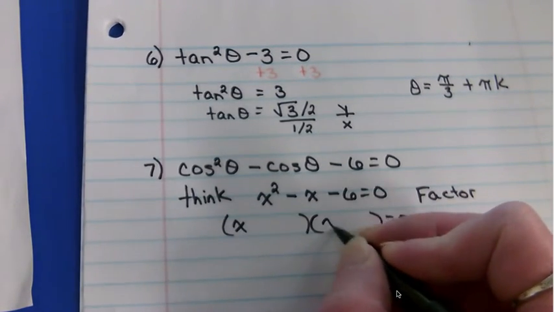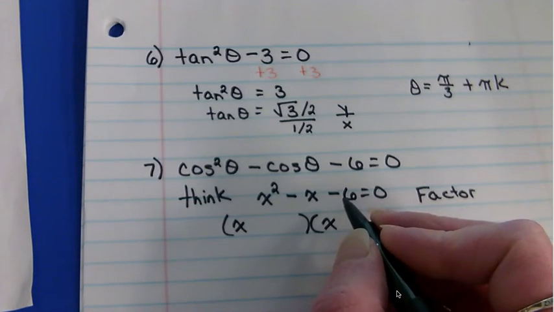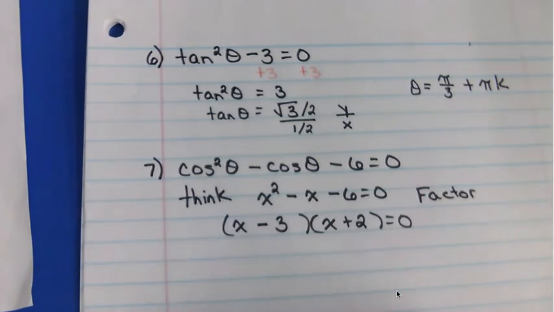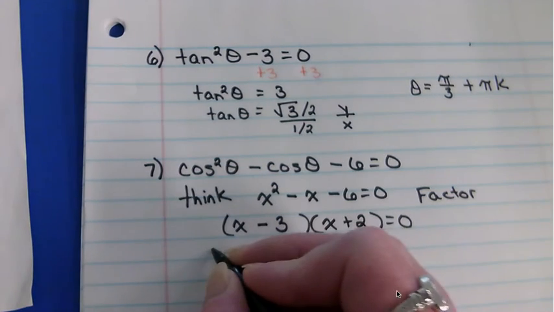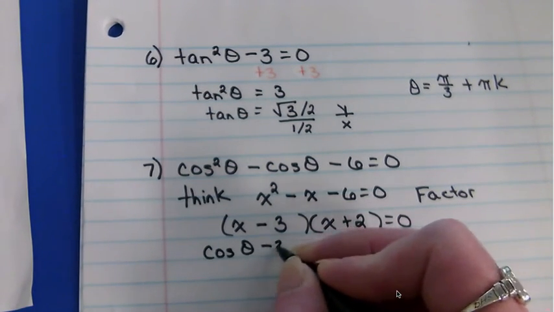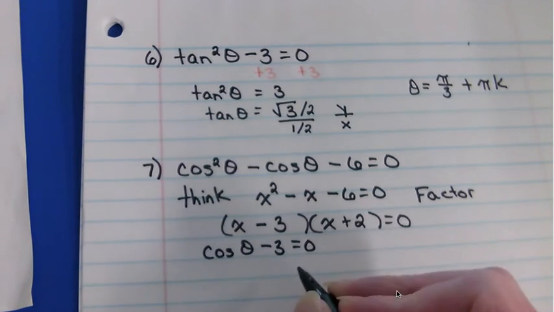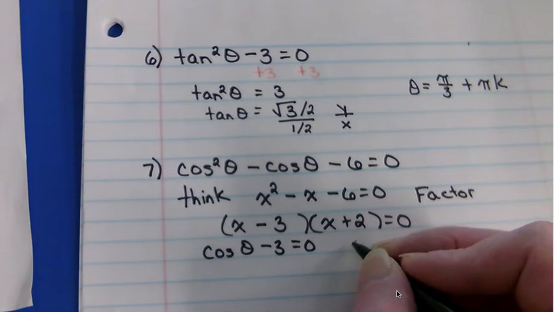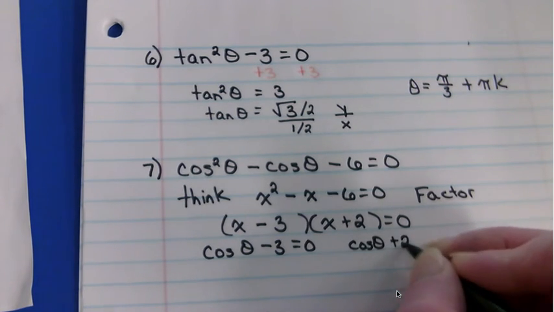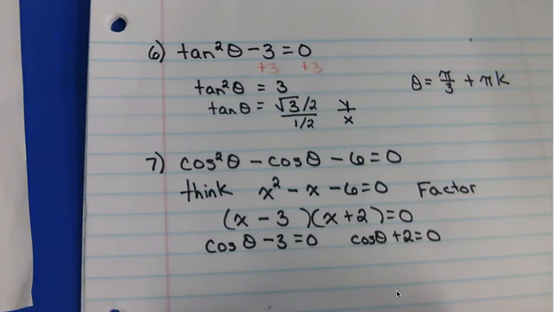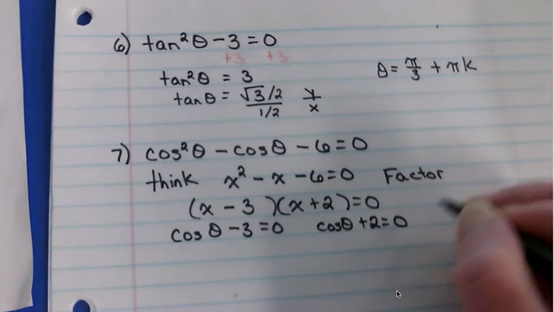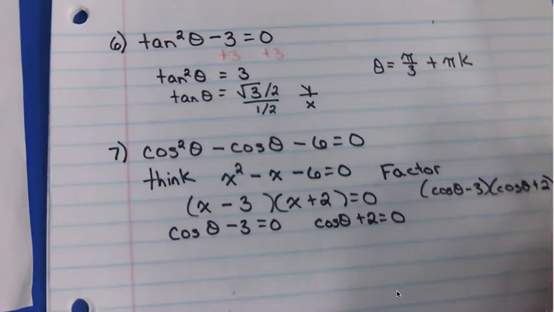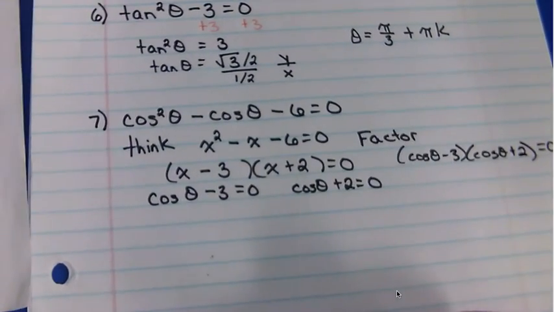Well, I know I'd have to have an x and an x. It would have to multiply to be a negative 6 and add to be a negative 1. So negative 3 and a positive 2. So that would be cosine theta minus 3 equals 0, because x is actually cosine. X was actually cosine, so this is cosine theta plus 2 equals 0. I'm going to split it up like you would if you were solving, and I probably should have thrown a step in there, that this is really cosine theta minus 3, cosine theta plus 2. Sorry, I should have put that in there. Now we're going to solve.